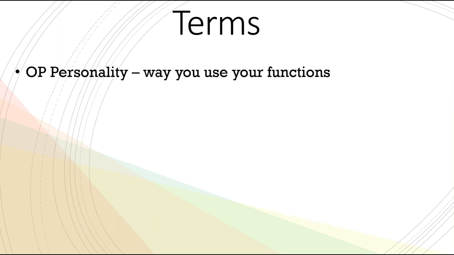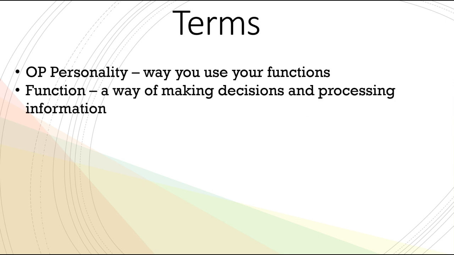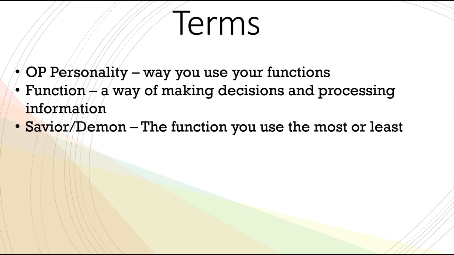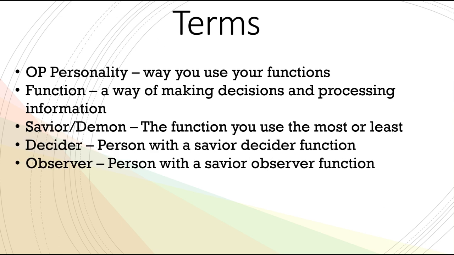Going over the terms again, OP personality types are about the relative amounts of each function in your personality. Those functions allow you to process information and make decisions. Savior functions are the ones you use the most. Demon functions are the ones you use the least. Deciders are people who have a savior decider function. They freak out about people stuff. Observers are people with a savior observer function. They freak out about things.